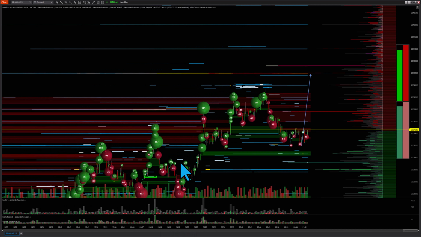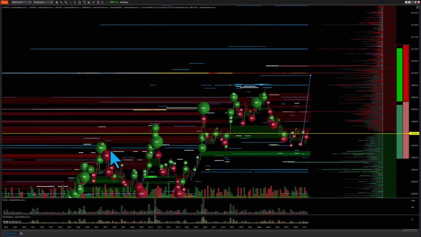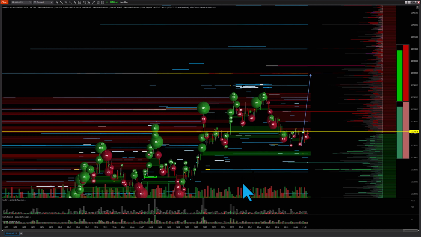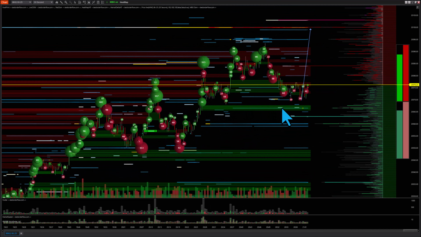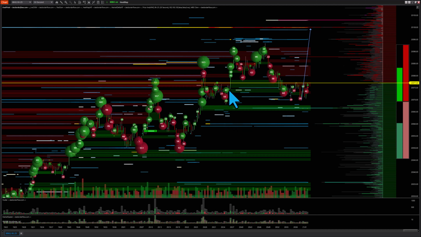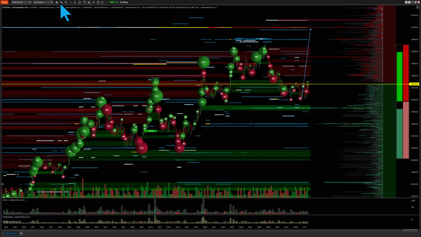But it looks like we're still going higher. So this is a real trend. If you put the trend line, yeah, we ended up filling out here. This range becomes support.